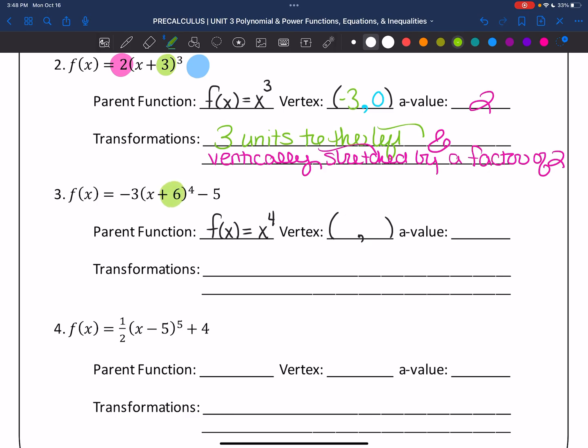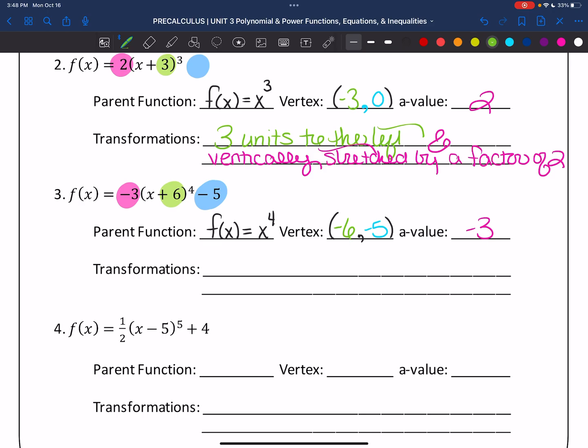All right, well, we need to find our h value. It's opposite of what it looks like, so it should be a -6. And then our k value is here at the end. That is a -5. That is our new vertex. And our a value is -3. Now let's use these pieces of information to identify the transformations.